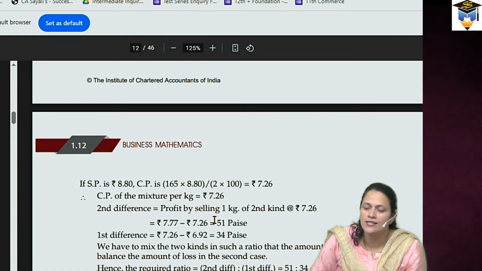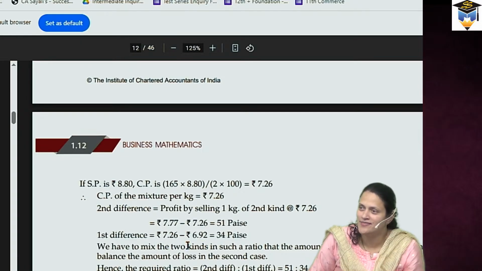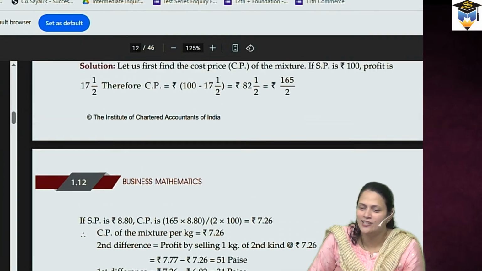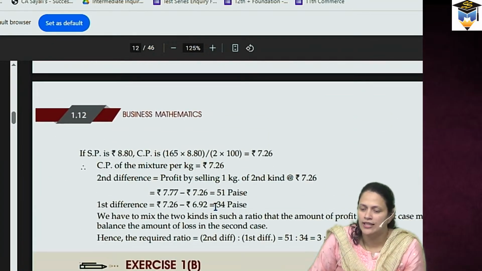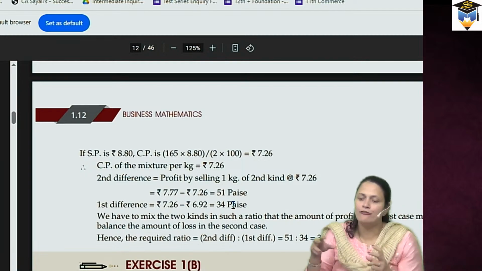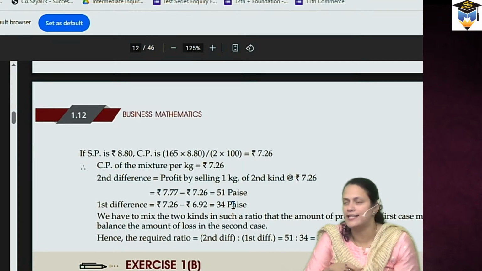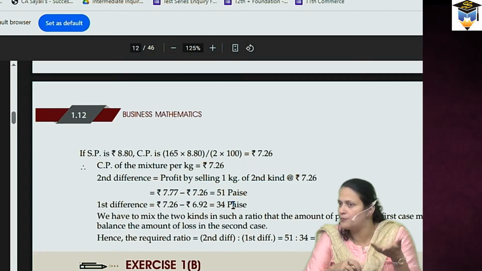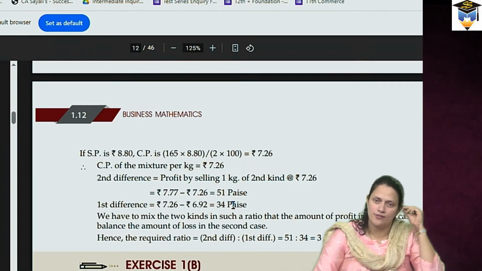And the first difference was 7.26 minus 6.92. Where did this 6.92 come from? Again, let us check whether it is given. It is given in the sum. So now calculate using that, and it comes out to be 34 paise. Now you have to mix these two kinds in such a ratio that the amount of profit in the first case must balance the amount of loss in the second case. So second difference upon first difference is what is asked of us, not first difference to second difference.